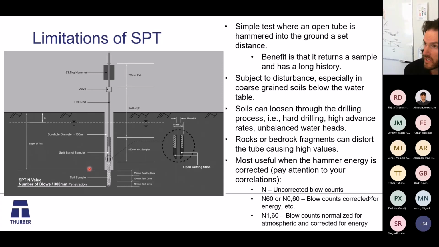I had a project where we got these SPT values back and they were very low. And then we looked at the energy measurement and the hammer was like 90% efficient, and the standard N60 is 60% efficient. So you were basically underestimating things by 50%. So it's something to be cognizant of.